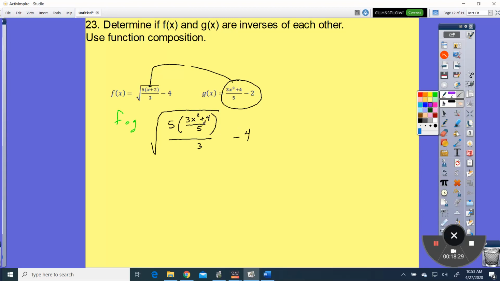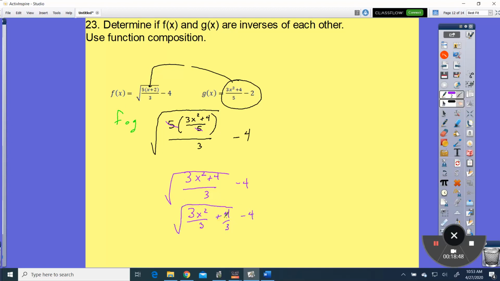That's a mess. Well, these 5's go away, and I am left with 3x squared plus 4 all over 3 in here under the square root. Well, this 3 will go with that 3. But remember what it really is, it looks like this. So yeah, that 3 cancels that one, and that leaves me with x squared. But then it leaves a mess right here, because that doesn't come out nice and pretty. And so are these inverses? No.